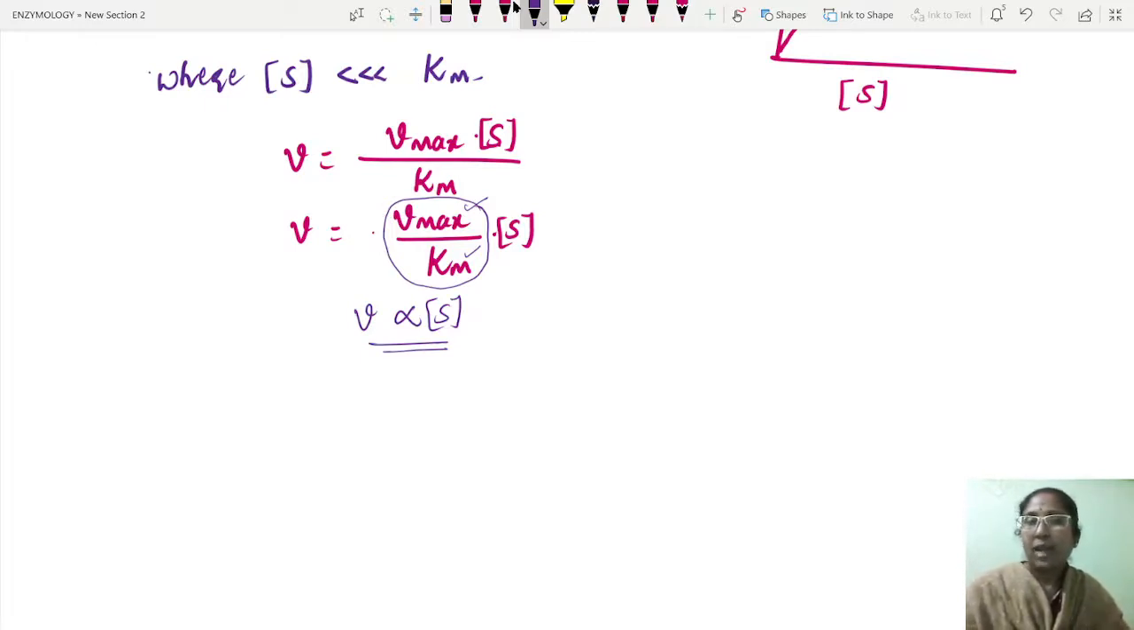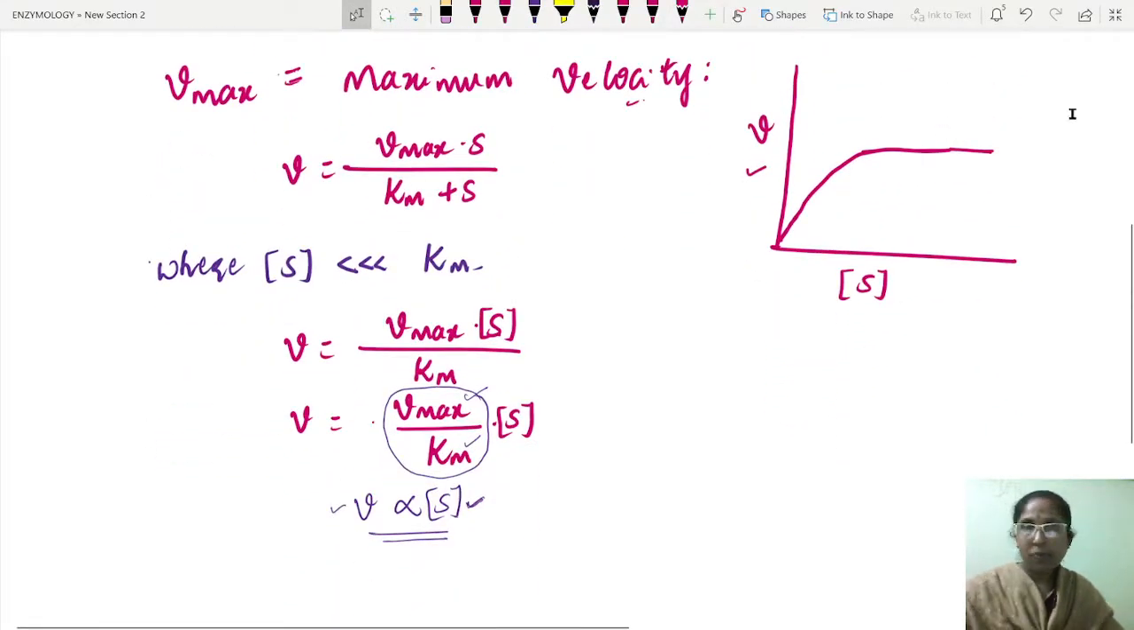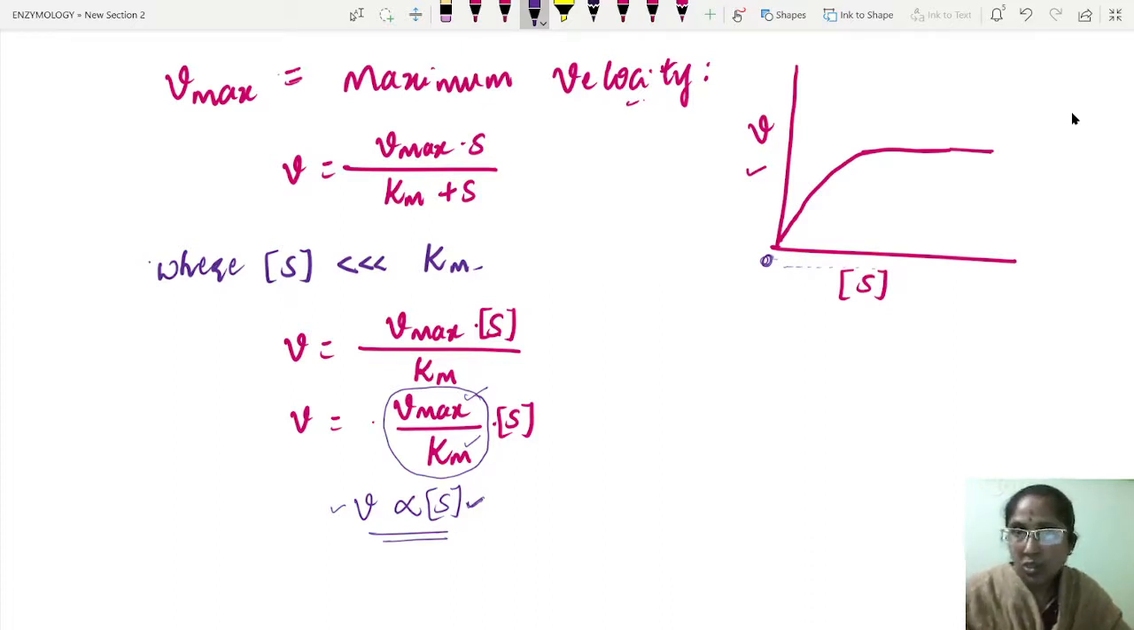So now the velocity or rate of this enzyme catalyzed reaction will be directly proportional to the concentration of the substrate. So now again look at this curve. Initially, this is the zero concentration of the substrate. As the substrate concentration increases, see, initially there is an increase in the substrate concentration.